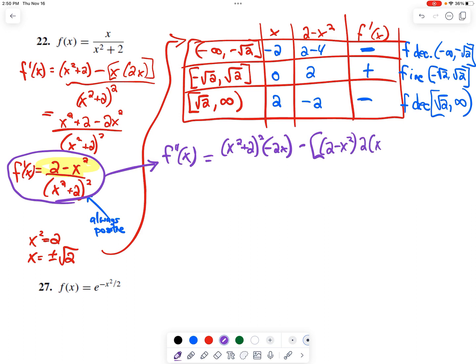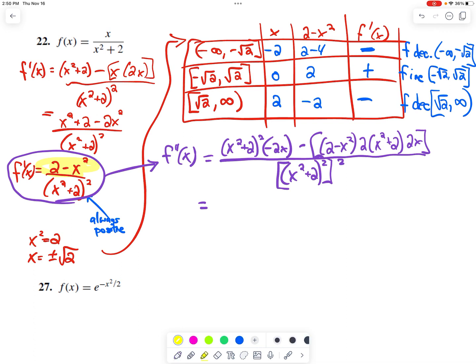That's going to be 2 times x squared plus 2 to the first power. Then the derivative of the inside is 2x. I'll have to clean that up in a little bit. All over low squared. X squared plus 2 squared squared. Man, all right. It won't be so bad. Oh, you know what? I see something. I see an x squared plus 2. I see that in several places. I'm not going to multiply it out. I'm going to factor it out in the next step.